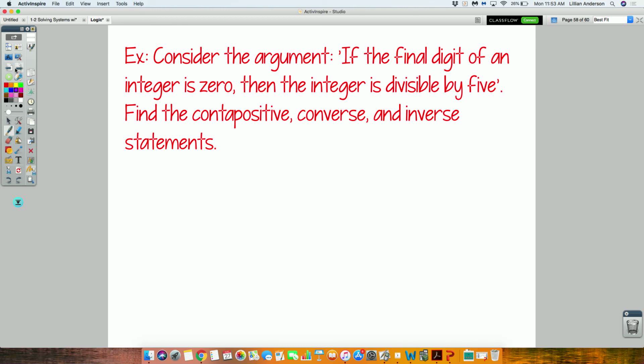Still going to talk it out. Okay? Get a little bit of math going. If the final digit of an integer is 0, then the integer is divisible by 5. We're going to find the contrapositive, the converse, and the inverse. You see why you have to make sure you list it? Because they changed the order up on you. If you just start listing in order of converse, inverse, contrapositive, then how are we going to know which is which, right? What's the contrapositive to the statement?